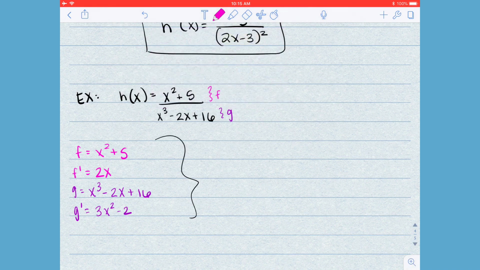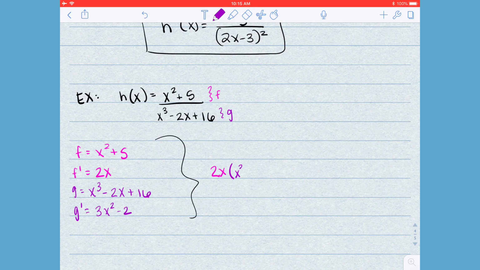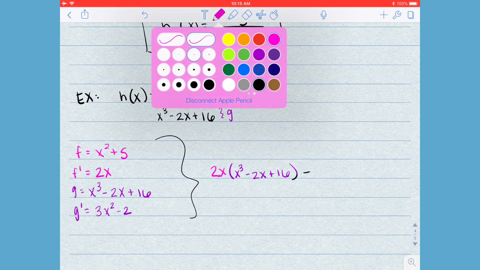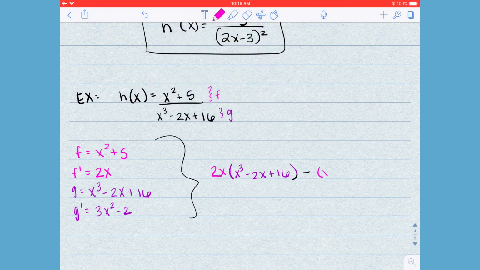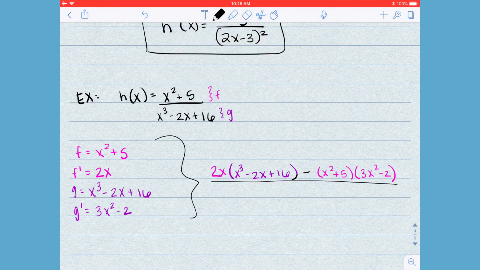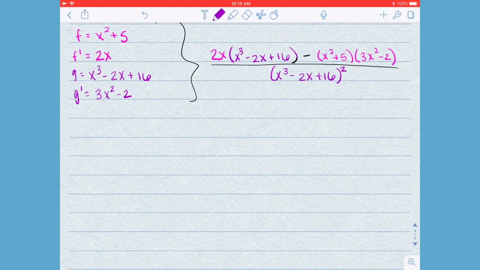So I have f prime times regular g, which is this x cubed minus 2x plus 16. And because I'm using quotient rule, I'm going to subtract. And then I have my regular f times my g prime. And then all of that is being divided by whatever my g value is, all squared. And luckily, again, you do not need to expand the denominator, so you'll get to leave it like that.